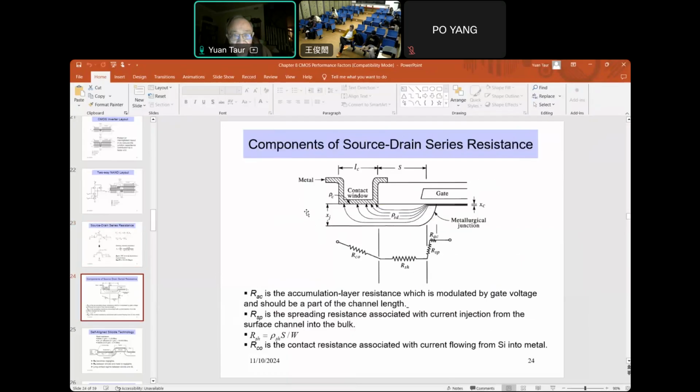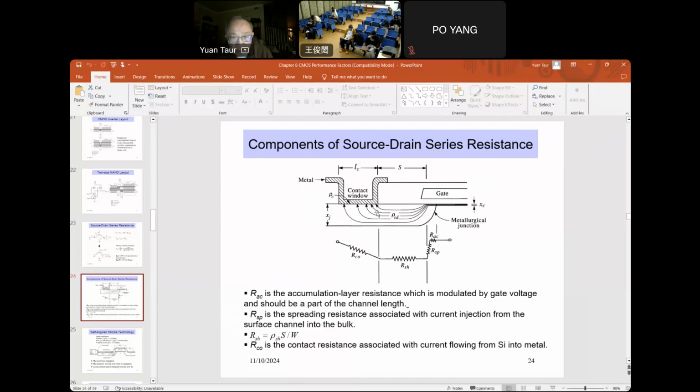Now, if you look at the origin of the series resistance, in this model, it divides into 4 components. The first component is under the gate for the accumulation. Even though this is N+, the gate voltage makes it even higher electron density. So that's this part. And then the current will flow from the inversion channel, which is very, very thin, to the more or less uniform over the junction depth.